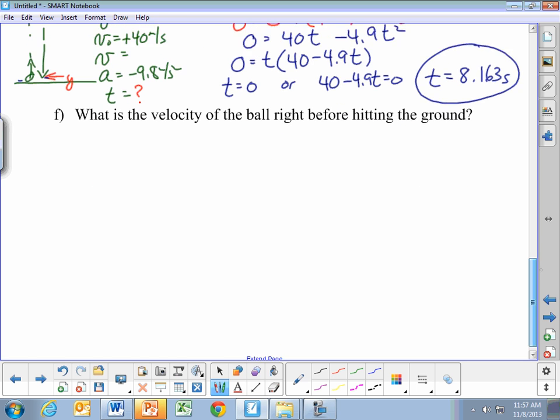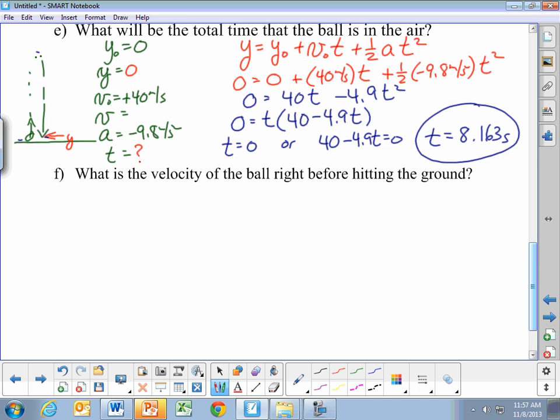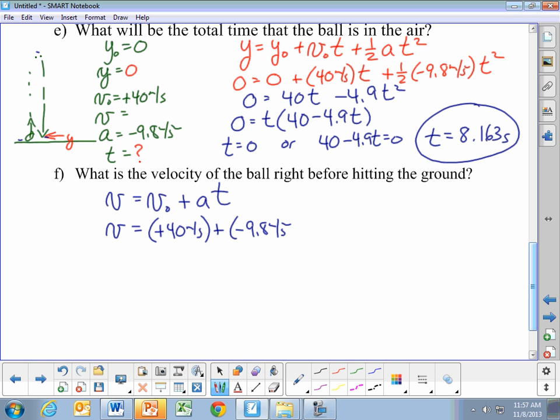Part F, what is the velocity right before hitting the ground? That means that we want to find the velocity at 8.163 seconds. So if we do this, we have that the velocity equals the initial velocity plus the acceleration times the time. So the velocity is going to equal the initial velocity of positive 40 meters per second plus negative 9.8 meters per second squared times the time of 8.163 seconds.